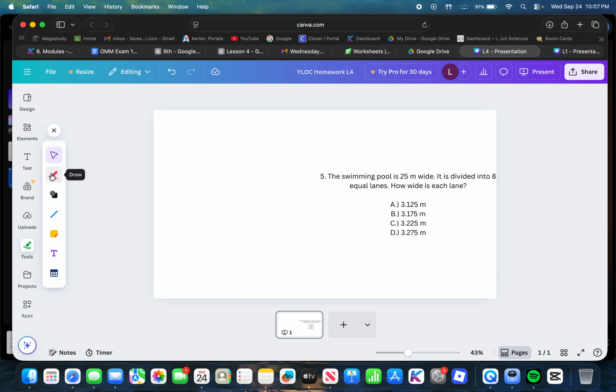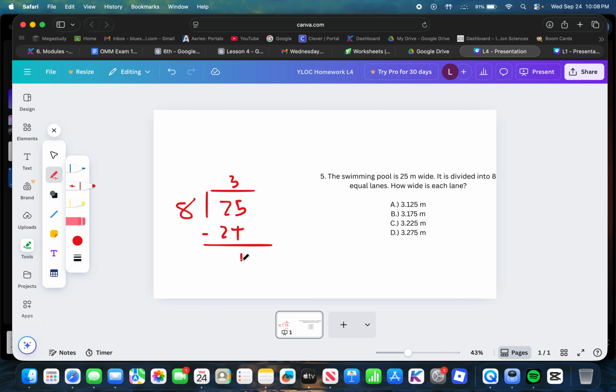Alright, number 5. The swimming pool is 25 meters wide. It is divided into 8 equal lanes. How wide is each lane? Here's very simple. 25 divided by 8. How many times can 8 go into 25? That's 3 times. So 8 times 3 is 24. Subtract 24. Then we have 1.